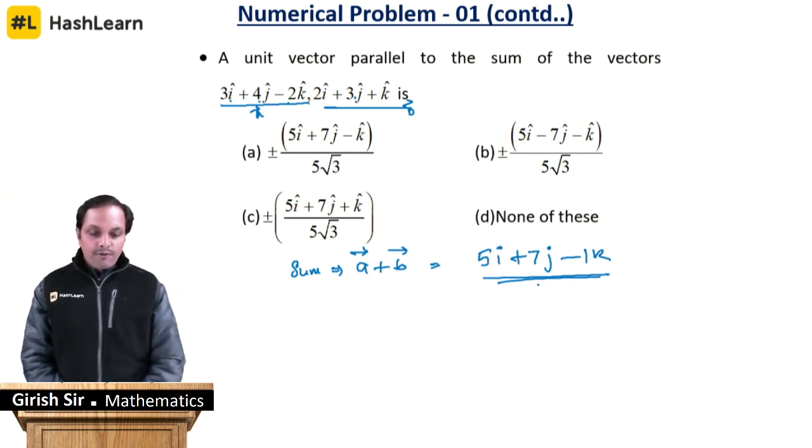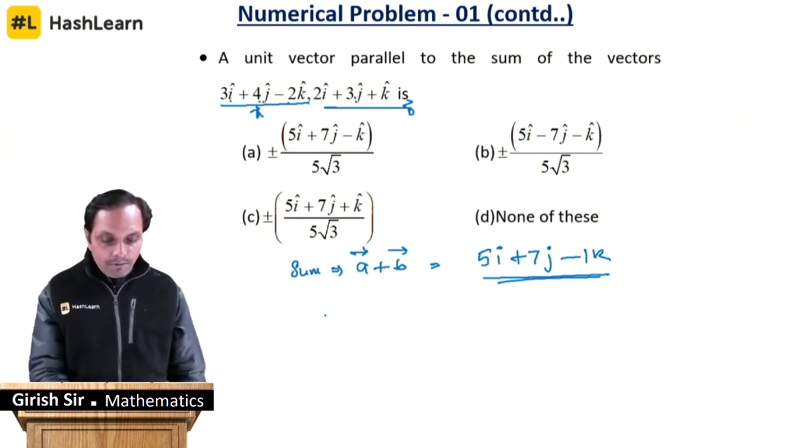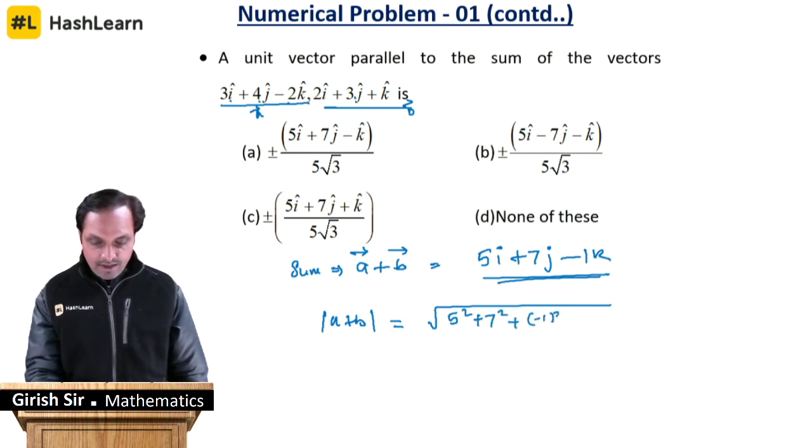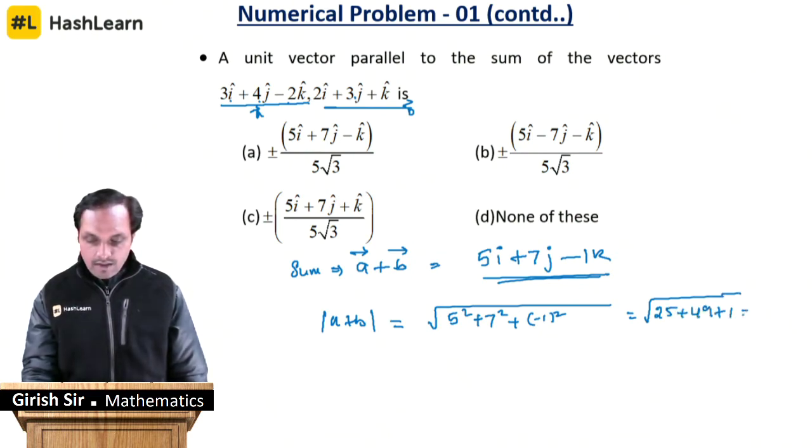If you want to find the unit vector, you have to find the magnitude of A plus B. What is the magnitude of A plus B? 5 square plus 7 square plus minus 1 square. So root of 25 plus 49 plus 1. So this is root 75.